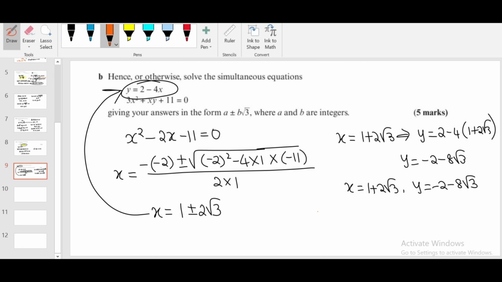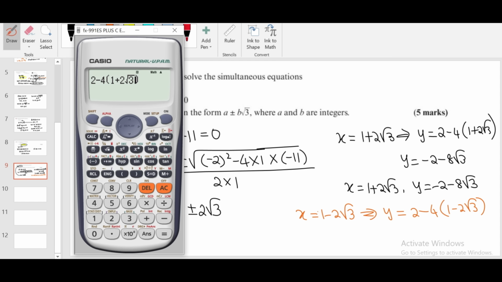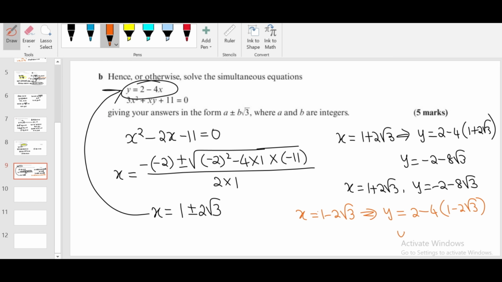Now take the second value. x is equal to 1 minus 2 root 3. So y is 2 minus 4 times x. So it's the same thing, but you have a negative sign. You get minus 2 plus 8 root 3. Y is equal to minus 2 plus 8 root 3. Write the x and y values. That's all.